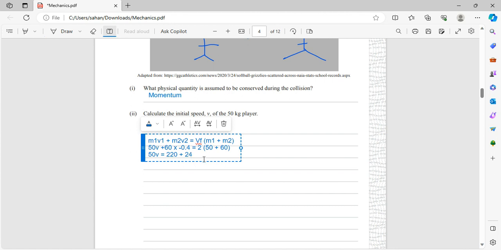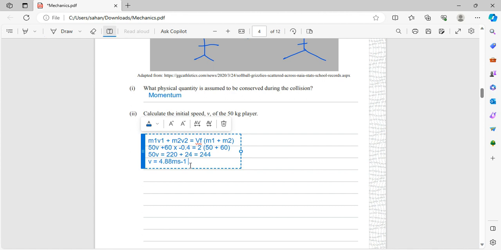Okay, so then you just do 224 divided by 50, which you get 4.48. So let me write that down. 4.48. So 50V equals, sorry, it's 244, isn't it? 244, not 24. 244. Yep, there you go. So you get 4.88 meters per second.